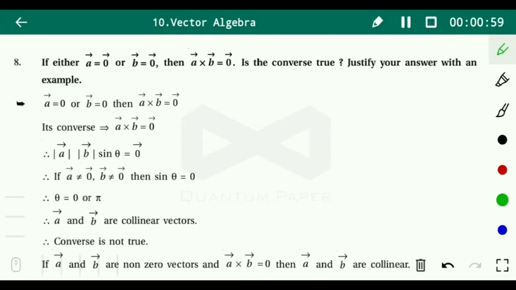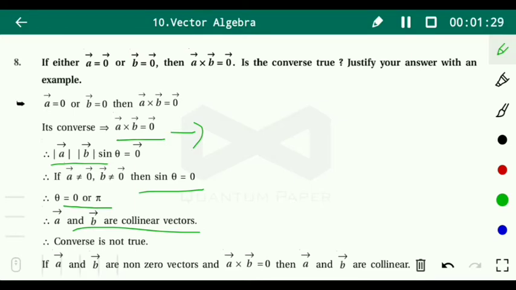Now we have to discuss the converse. If vector A cross B equal to 0, then is vector A 0 or B 0, yes or no? So see, vector A cross B equal to 0 means magnitude of vector A into magnitude of vector B sin theta equal to 0. It means sin theta equal to 0, and sin theta equal to 0 means the value of theta is 0 or pi, and it means vector A and B are collinear vectors. Okay, so converse is not true.